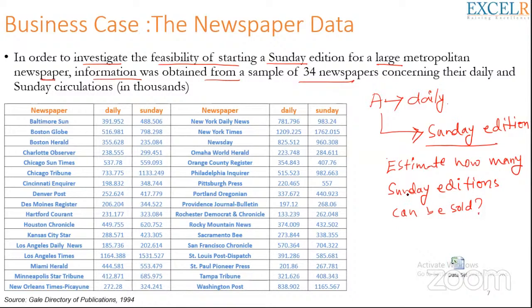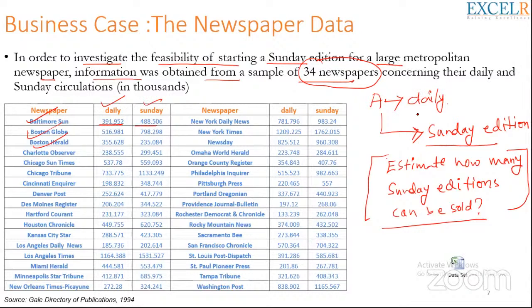For this purpose, as a data scientist, you have collected the data of your competitors, 34 newspapers. Let's say you are living in the Mumbai area, and you have collected 34 newspapers that are being circulated in the Mumbai region, like Baltimore Sun, Boston Globe, Boston Herald. You have collected their daily circulations as well as Sunday circulations.